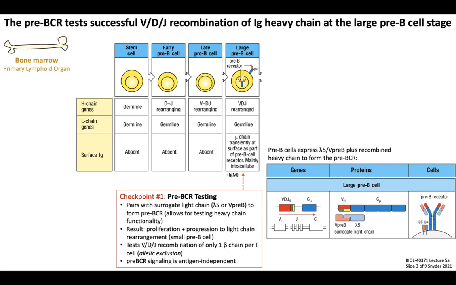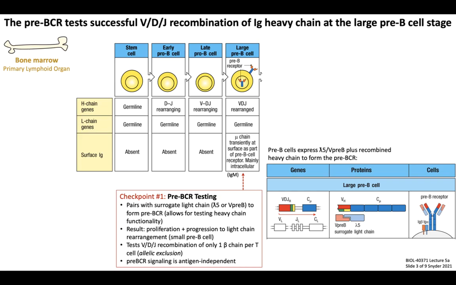Functional heavy chain proteins can signal in an antigen-independent manner through the pre-BCR, which triggers survival signals that allow the pre-B cell to proliferate and advance to the next stage of development called small pre-B cell, which is where light chain rearrangement occurs. Note that at this stage, the heavy chain has been recombined with the constant region labeled with the Greek letter mu, which means that the pre-BCR is expressed transiently as an IgM isotype.